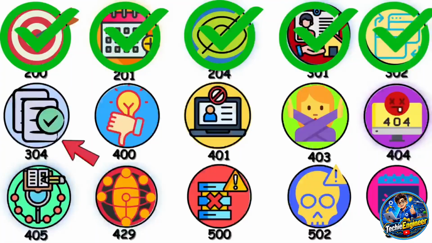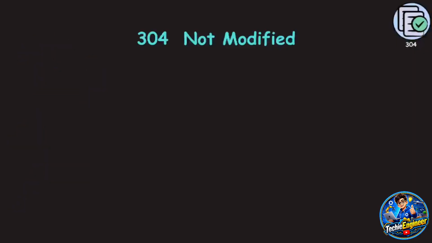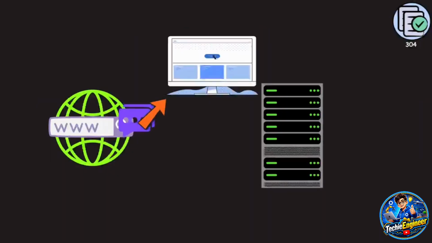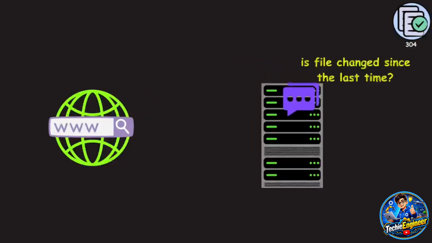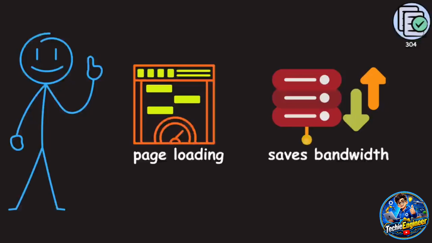304. The 304, aka Not Modified, is a silent success story behind the scenes. When your browser visits a page, it can ask the server, hey, has this file changed since the last time I downloaded it? If the content hasn't changed, the server replies with a 304. It says, nope, the resource is not modified. Just use the version you already have stored in your cache. No new data is sent. This drastically speeds up page loading and saves bandwidth for both you and the server.